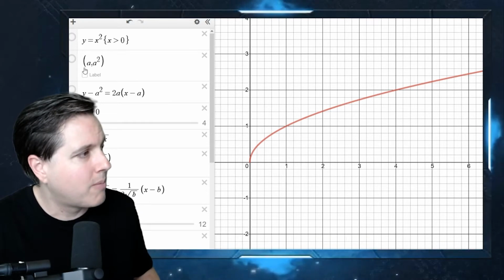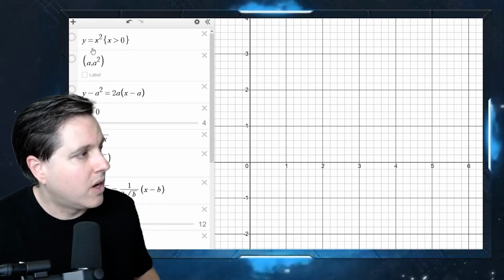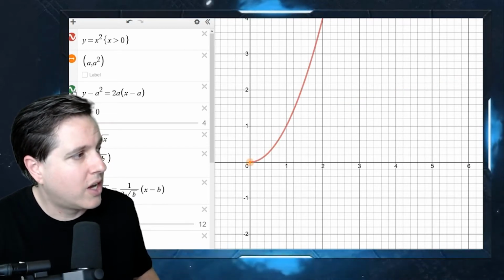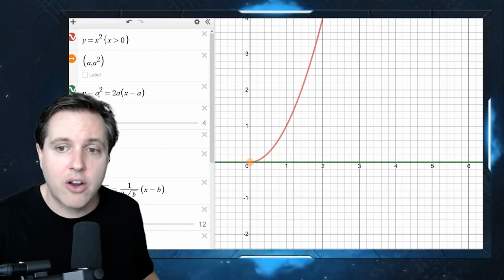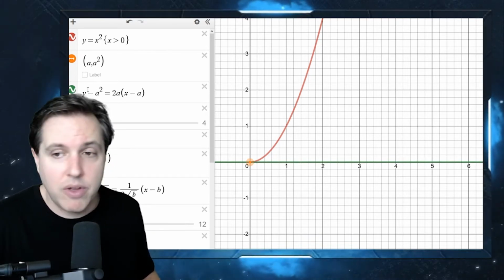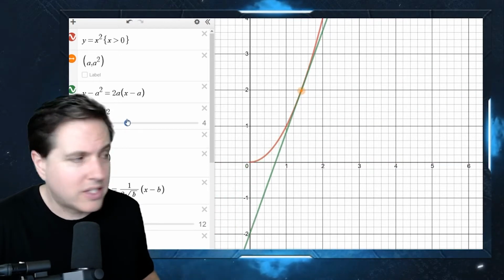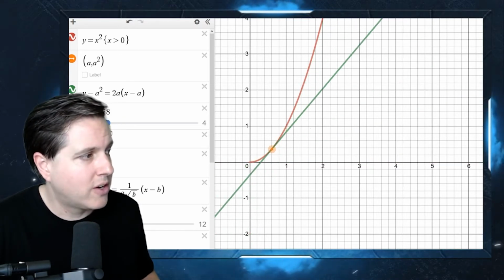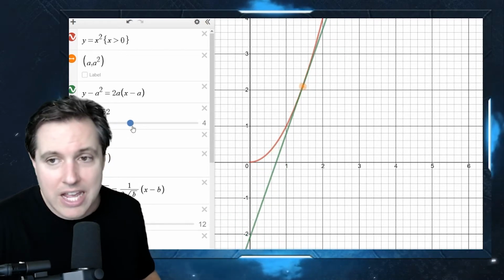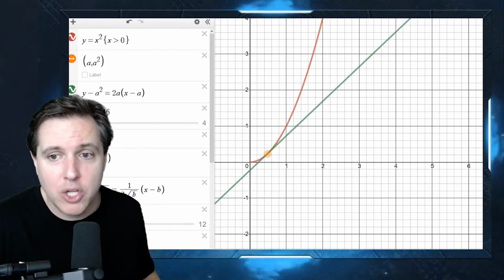So here's a way to think about this. Let's go back to our function that was concave up here. So we've got our concave up function, and then we've got our tangent lines. Right? So what do we notice about these tangent lines as we move things around here? The tangent lines all exist below the function.